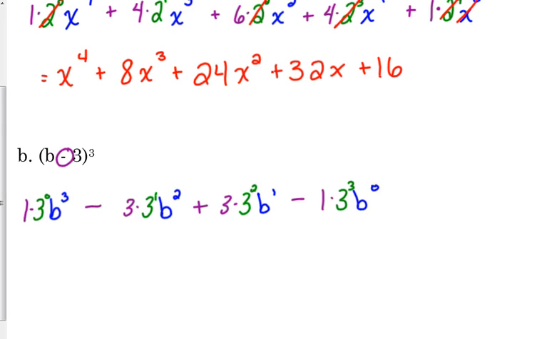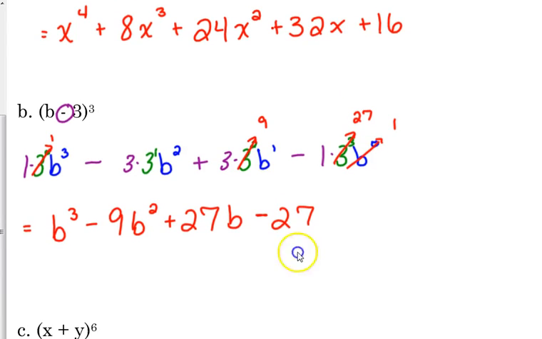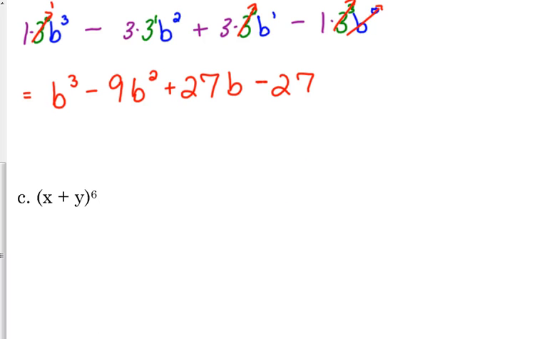Okay, so simplifying things here, 1 times 3 to the 0, 3 to the 0 is again 1, so that's just b cubed. Minus 3 times 3 is 9, b squared. 3 squared is 9, 3 times 9 is 27, so plus 27b. 3 cubed is 27, b to the 0 is 1, so we've got minus 27. Okay, so it's really just one big pattern. Let's do one more here.